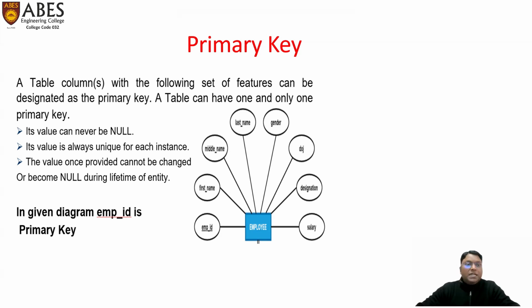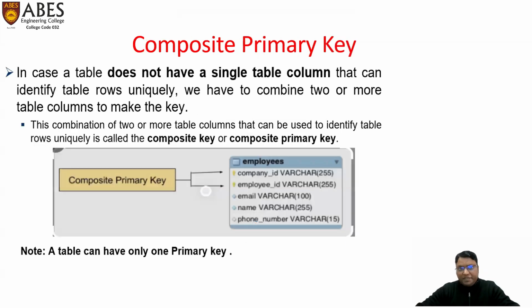its characters. The value once provided cannot be changed or become null during the lifetime of the entity. So it will remain constant. It will remain the same during the lifetime of the entity. In the given diagram, employee ID is the primary key.